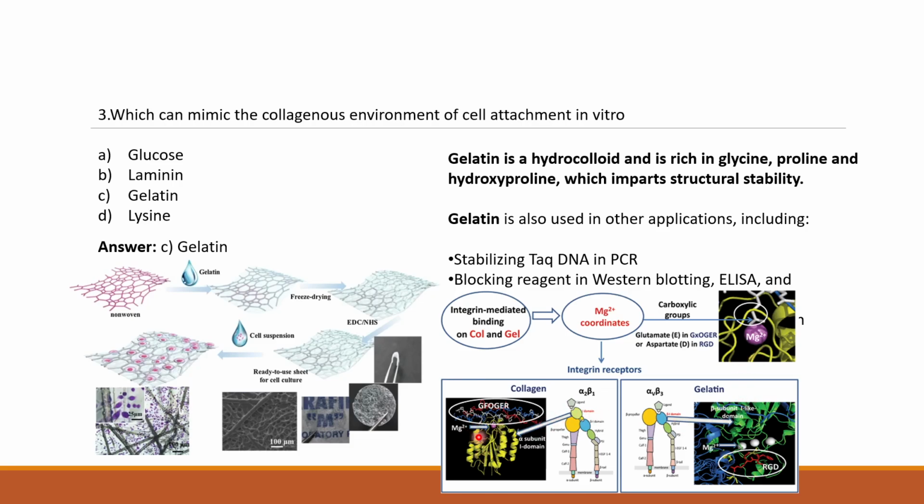Here you can see your Mg is at the center helping the bond formation, and this is your alpha subunit, and this is your collagen. So this integrin is binding to your collagen layer. In the same way, this is your gelatin, and this is your RGD. These are your Mg 2+ ions helping in the bond formation. Your integrin will form bonds with the carboxylic groups, mostly with glutamic or aspartic residues of your RGD. Okay, so this is how your cells will attach to your collagen or gelatin.